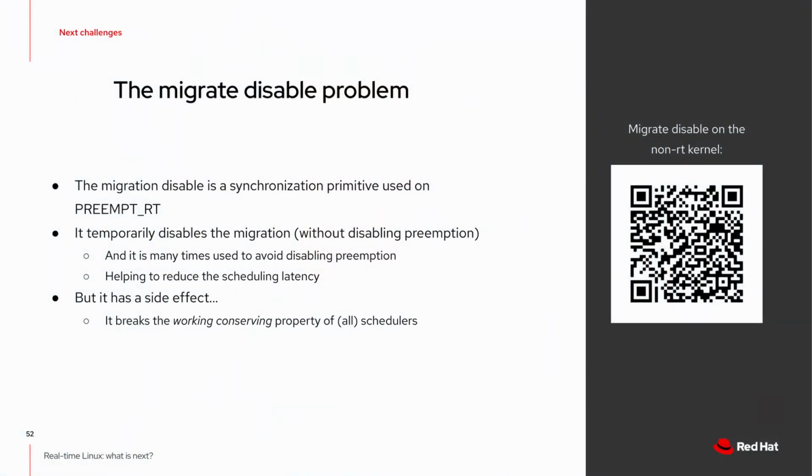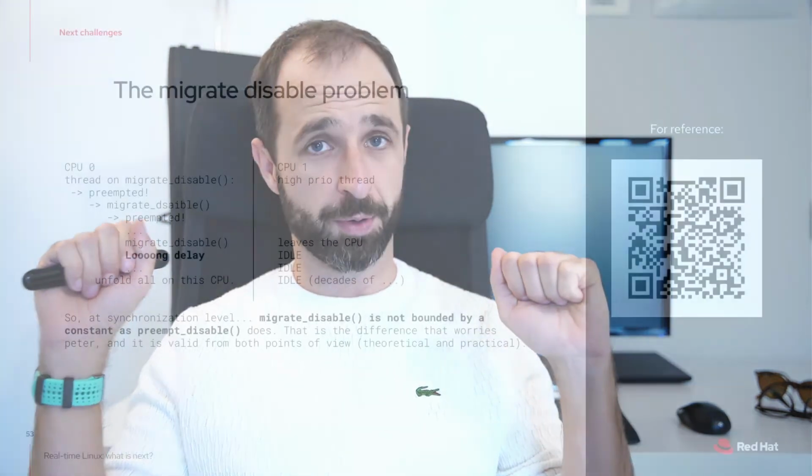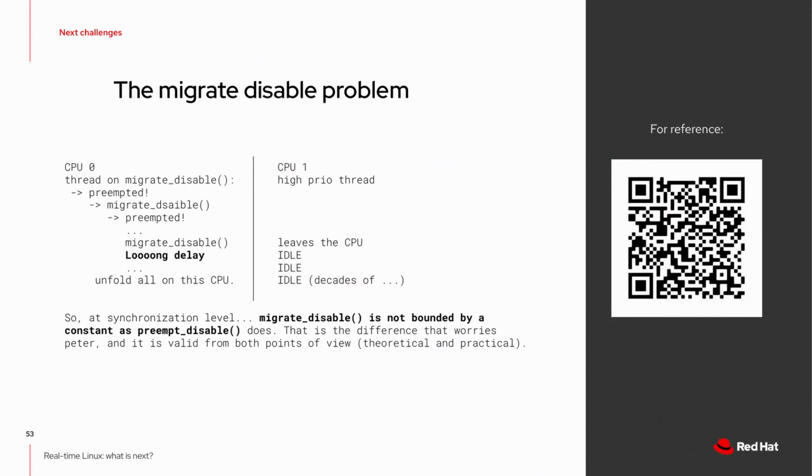But on the other hand, it brings the side effect of breaking the work-conserving property of the multi-core schedulers. The work-conserving property says that on a system with m processors, the m highest priority threads will be assigned to the processors. However, there are cases in which the migrate disable breaks this assumption.